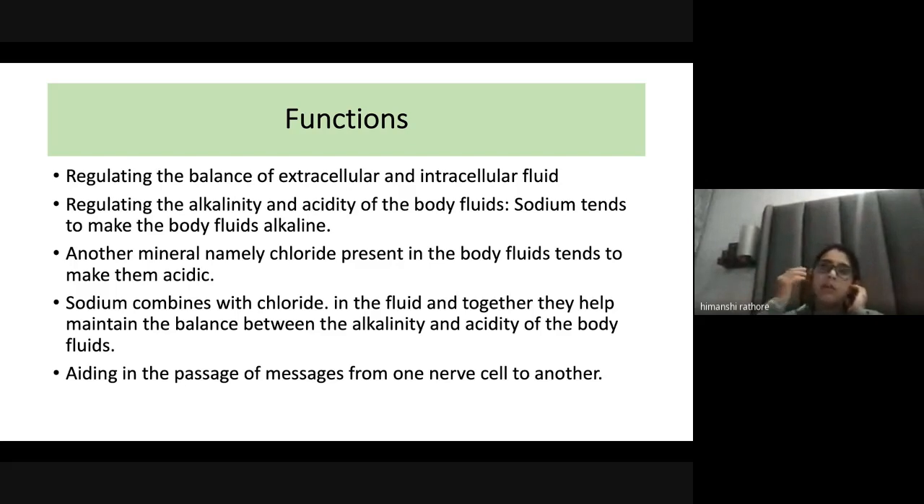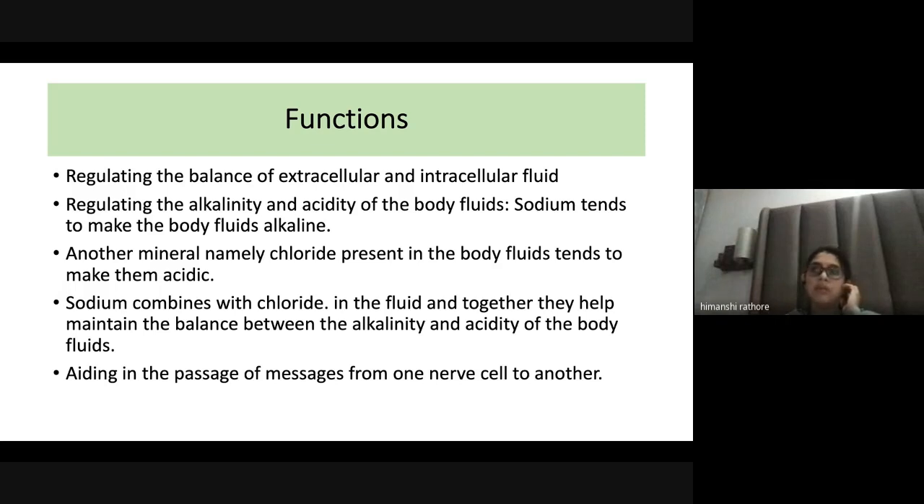Then another mineral which is required to maintain this acidity balance is chloride. So sodium combines with chloride in the fluid and together they help to maintain the balance between the alkalinity and acidity of the body fluid. So the main function of sodium, the important and only function you can say of sodium, is to maintain the alkalinity of the extracellular fluid. Clear?